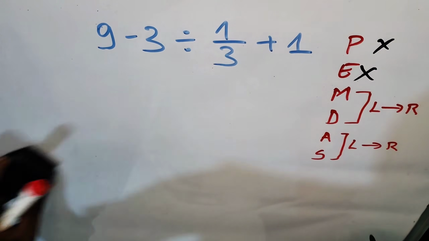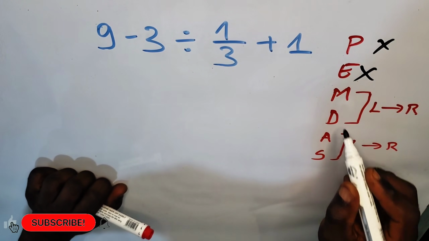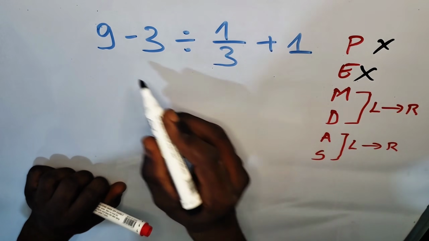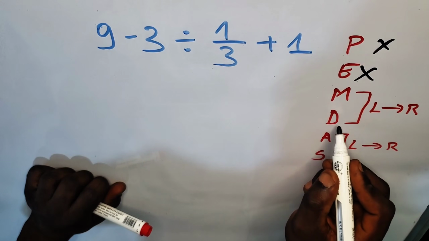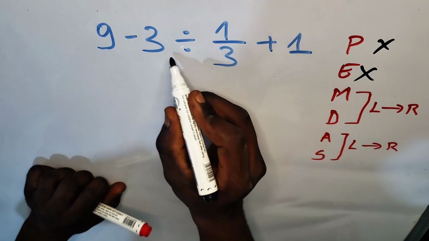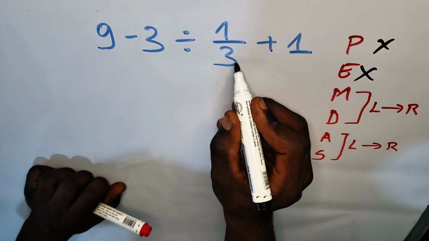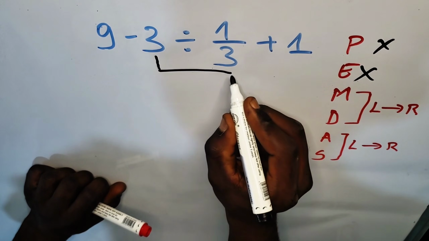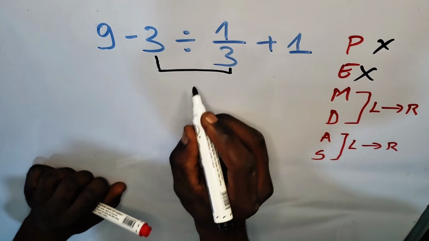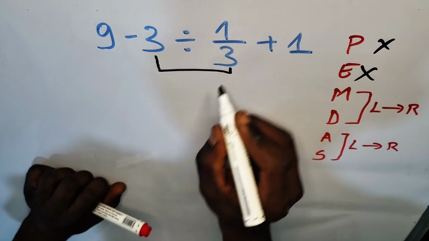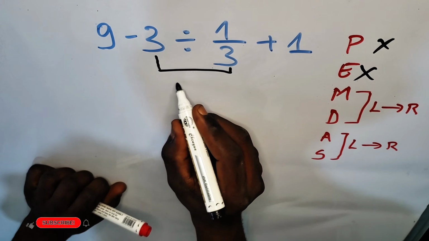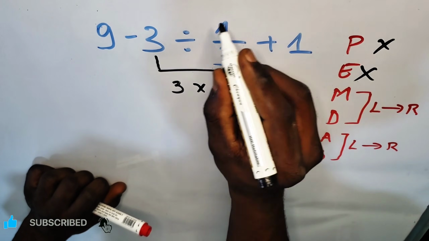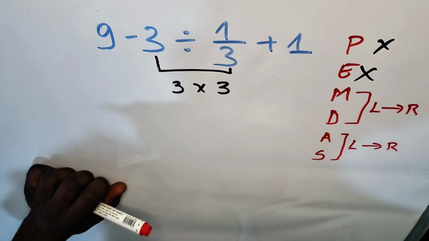Then after, we move to the multiplication and the division. Is there any multiplication here? No. Is there any division here? The answer is yes. So we have to start by doing this division. So what is 3 divided by 1/3? Okay, 3 divided by 1/3 is equal to 3 multiplied by the inverse of this fraction, which is 3.